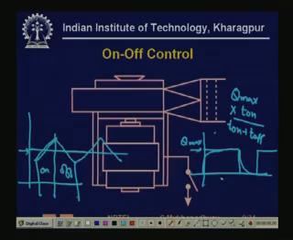This is very easy to know. This is T on and this is T off. So the average flow you can change by simply changing T on and T off. Okay, this is probably the simplest way.